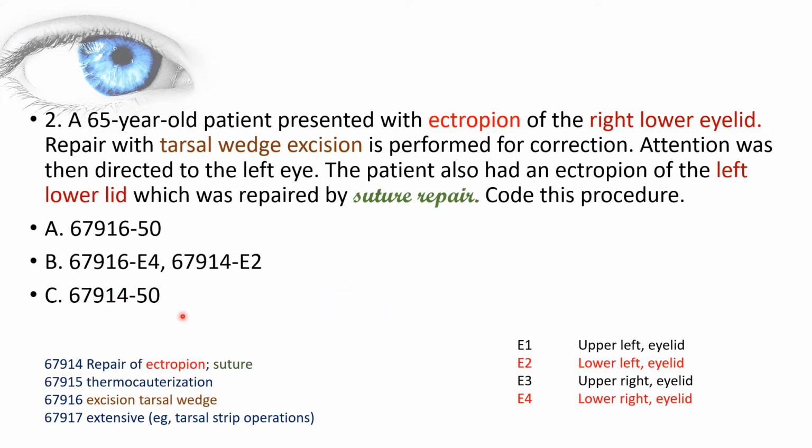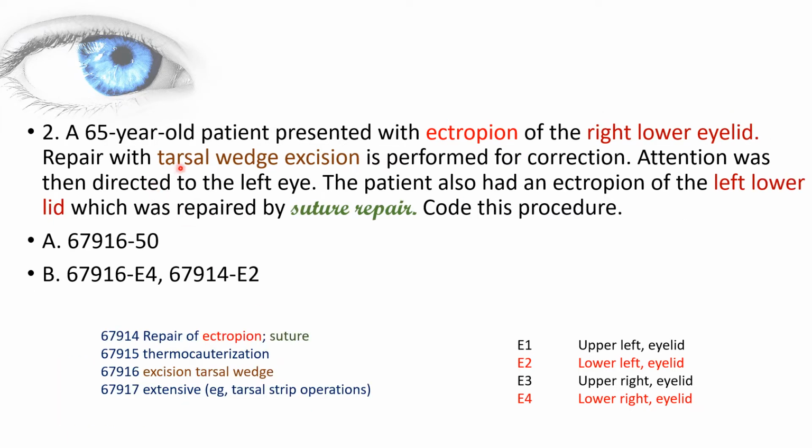So ectropion codes are 67914, 15, 16, 17. Here there are two codes, 14 and 16. It is suture, excision, tarsal wedge. So we have to go through the codes. Here we can see the word tarsal wedge excision. So we can go with code 67916. But options A and B are both having 67916. So two options are having 67916. So we have to double check the question.